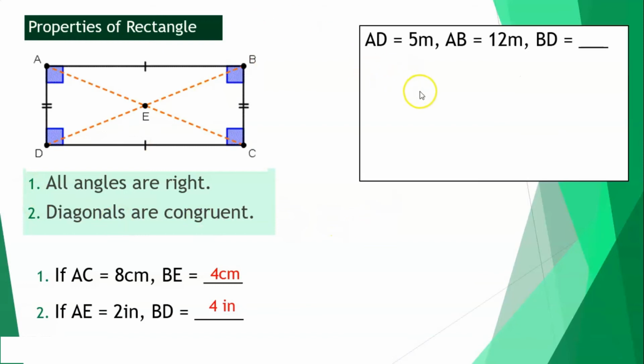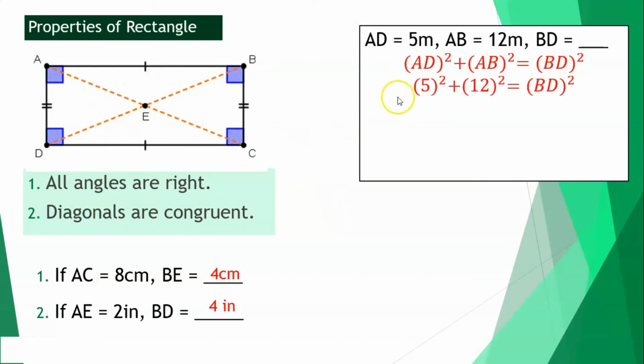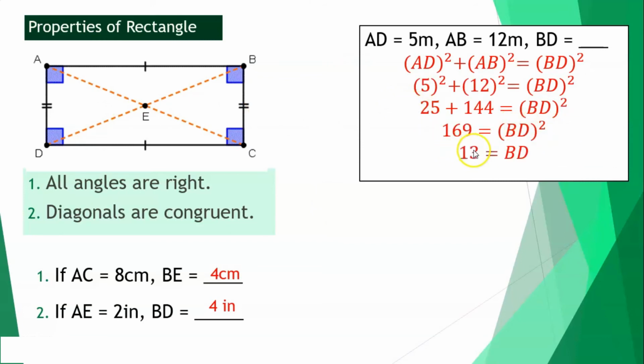Okay, another. If AD is 5 and AB is 12 meters, to find BD we have to make use of the Pythagorean theorem, which states that AD squared plus AB squared is equal to the hypotenuse BD squared. So with this, we'll substitute. Simplifying further, BD squared is 169. Get the square root of both sides. So the length of BD would be 13 meters.